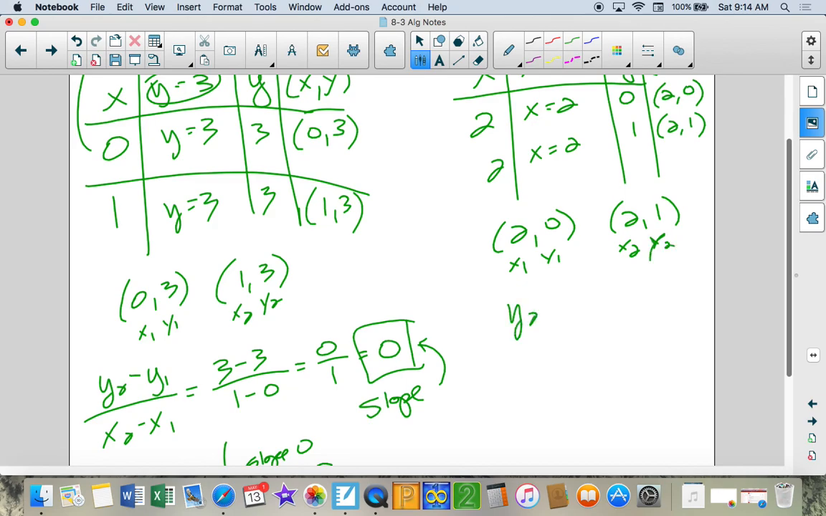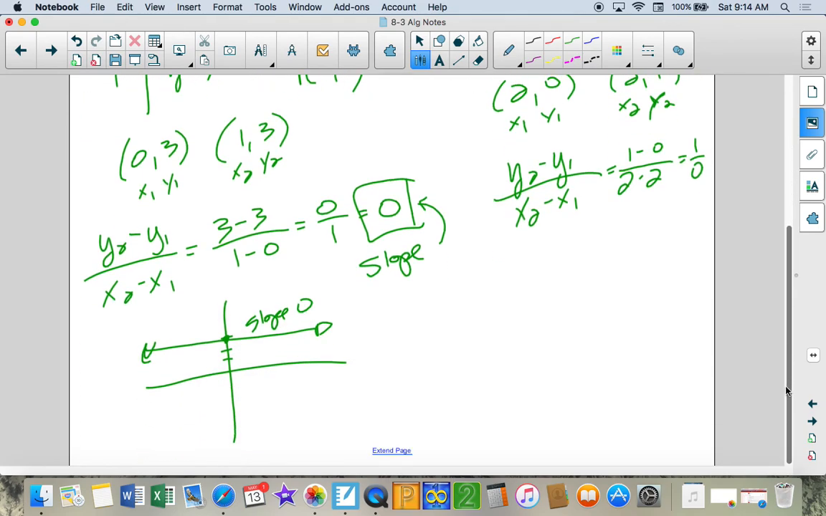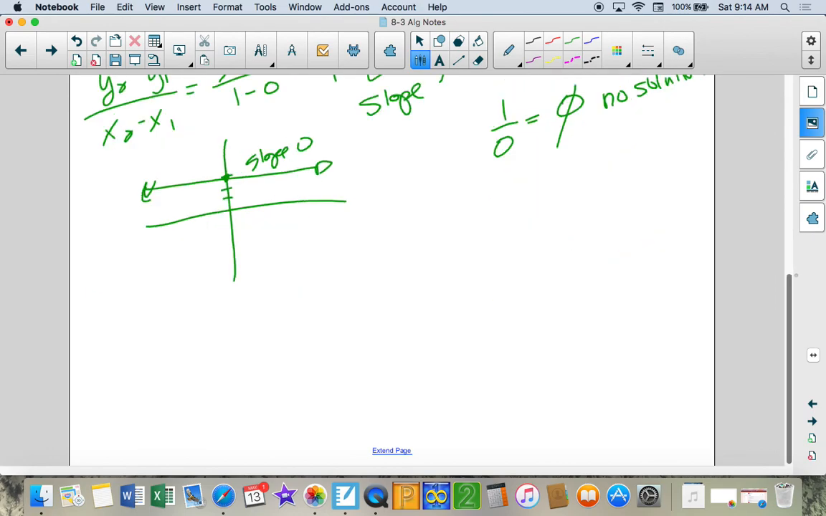My equation is y sub 2 minus y sub 1 over x sub 2 minus x sub 1. Y sub 2 is 1 minus 0 over 2 minus 2, which gives me 1 over 0. What's wrong with that? Yes, 0 is in the denominator. When you have 1 over 0, that is no solution. When it's no solution, that means there is no slope. That is my answer. No slope.